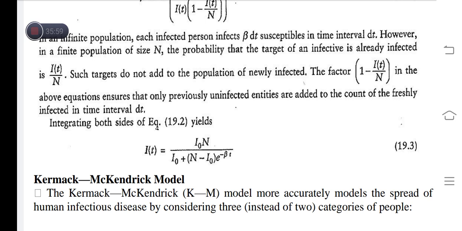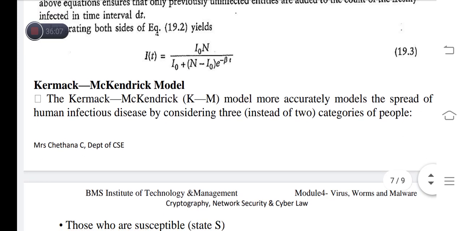So finally we have the second worm propagation model, which is known as the KM model, the Kermack McKendrick model.